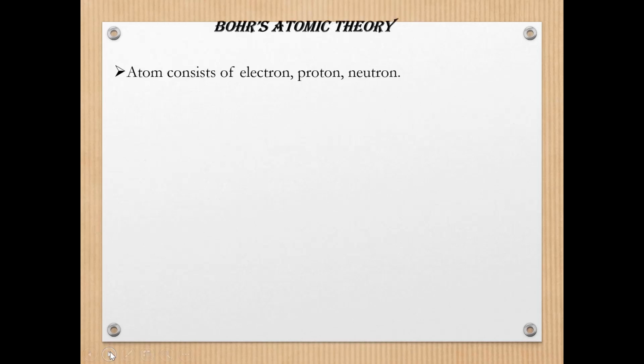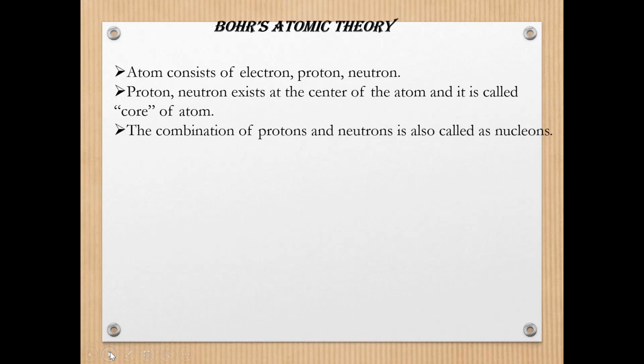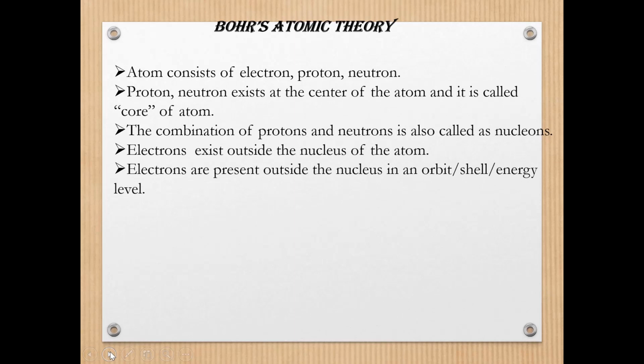Bohr atomic theory. An atom consists of electrons, protons and neutrons. Protons and neutrons exist at the center of the atom, which is called the core of the atom. The combination of protons and neutrons is called the nucleons. Electrons exist outside the nucleus of the atom. Electrons are present outside the nucleus in an orbit, shell or energy level.